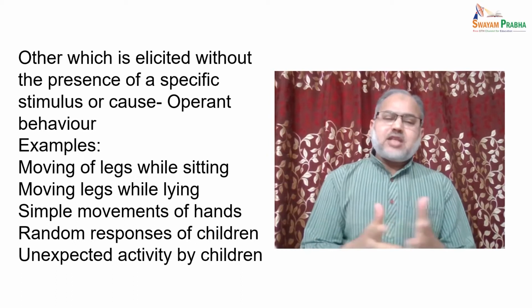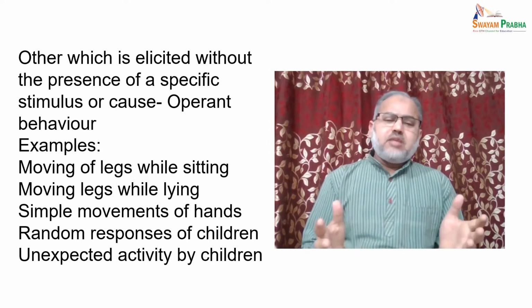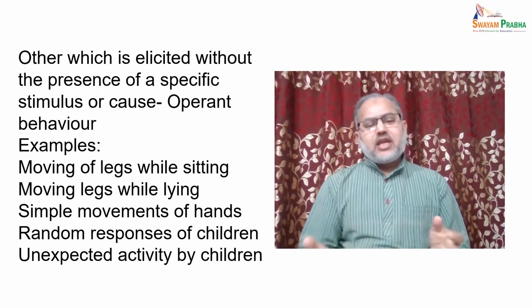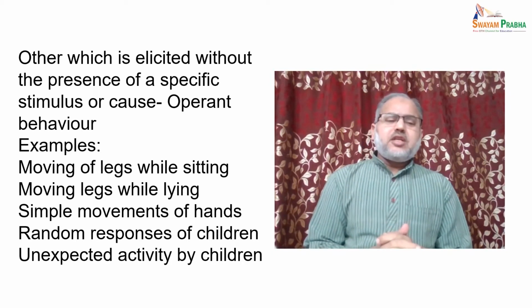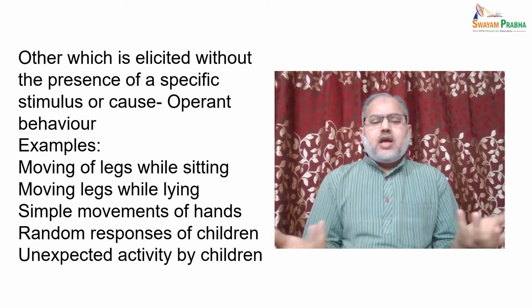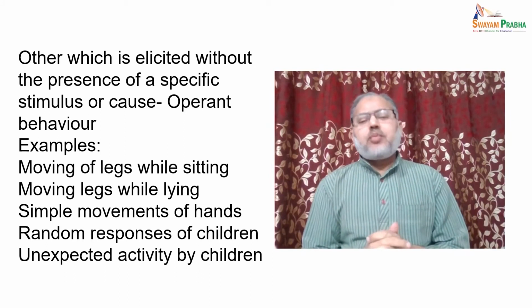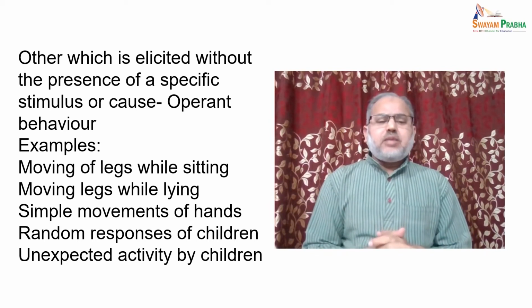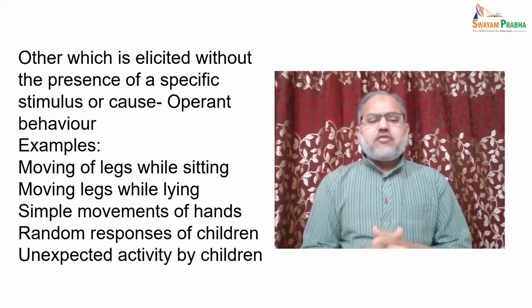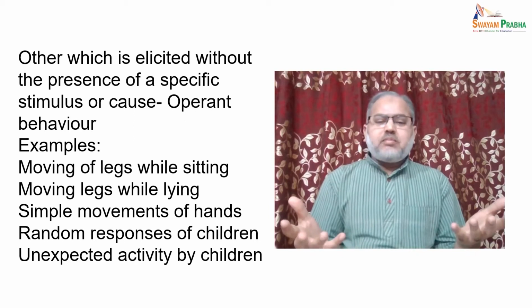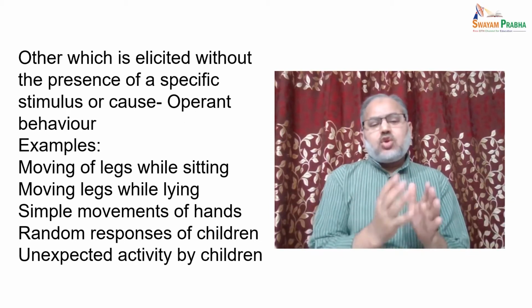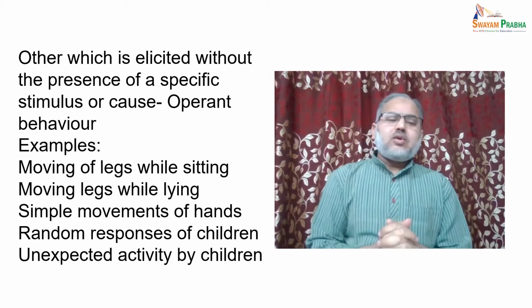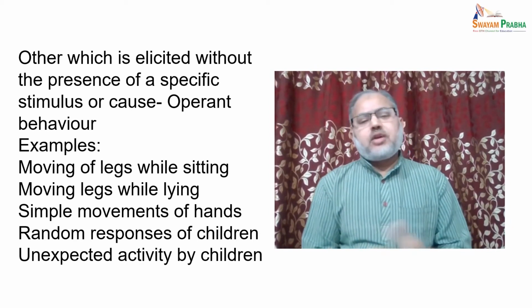For example, when we move our legs when we are sitting, or when we are lying on the bed, or we move our hands sitting on a chair, all these types of movements are basically operant responses or operant behavior. Similarly, many children give random responses, and behind those responses there is no specific stimulus. All these responses are basically operant behavior or operant responses.